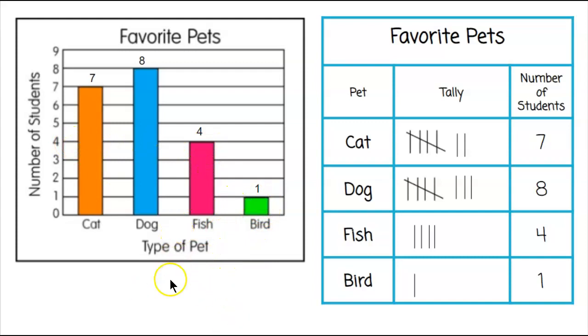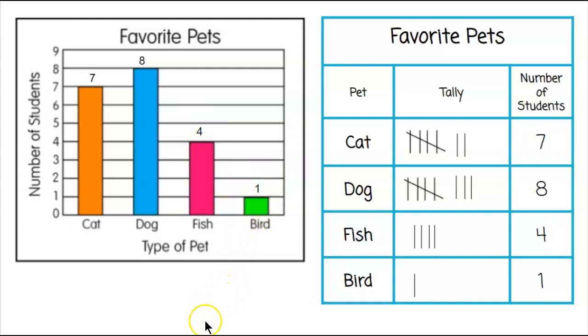So my question now is, which pet is the favorite, fish or birds? If you thought fish, you would be correct because fish has a higher bar and my number is 4, whereas only 1 person voted for bird.